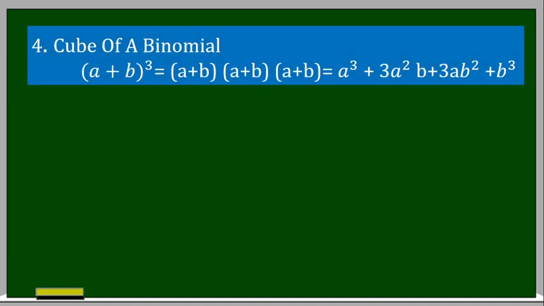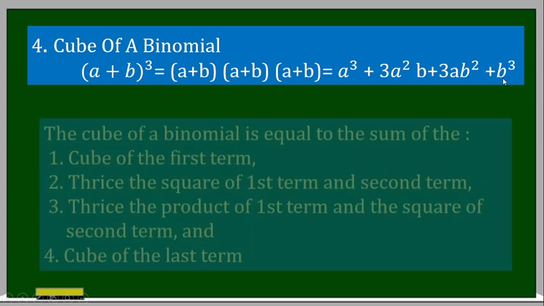Next, number 4, cube of a binomial. Yan. So, kung kanina, a plus b is raised to the second power, this time, the quantity a plus b is raised to the third power. Or that is the same as a plus b multiplied by a plus b multiplied by a plus b, and the product is a cubed plus 3a squared b plus 3ab squared plus b cubed.